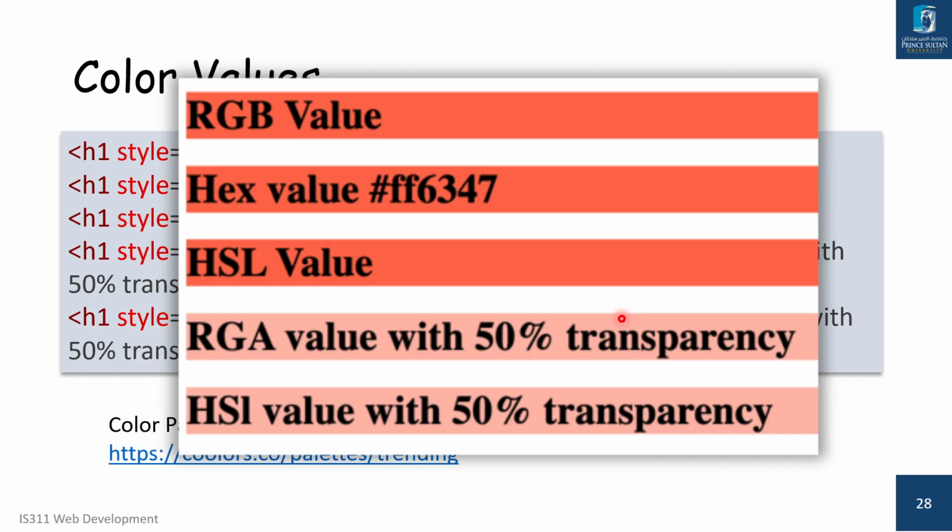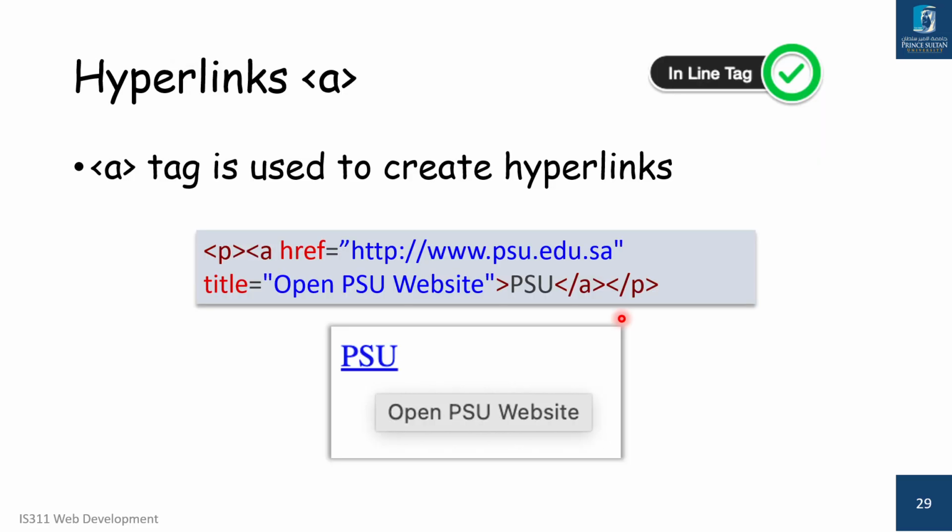Okay, is it clear? The next one is the hyperlink, and inside the hyperlink we can also specify the title property. What it will do is, when I bring my cursor on that link, it will automatically pop up a window and give me that title information, such as open PSU website. So if you want to give some hint to the user, then you can write the title property inside the A tag.